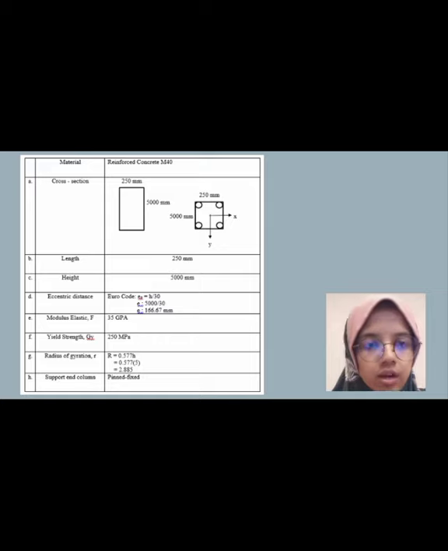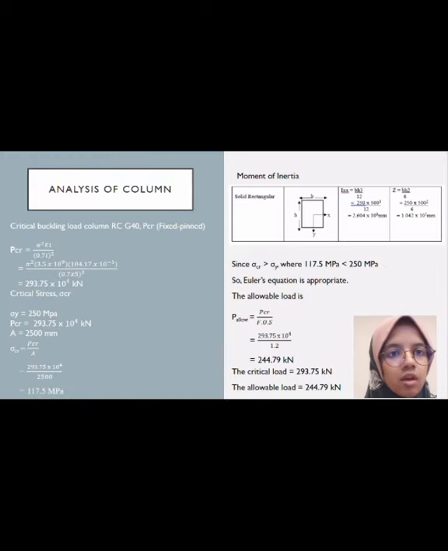The radius of gyration is 2.885. The support and column is pin fixed. For critical load, we got 293.75 times 10 to the power of 4 kilonewton. The critical stress that we got is 170.5 MPa. The moment of inertia for Ixx that we got is 2.604 times 10 to the power of 6 mm. For Z, it is 1.042 times 10 to the power of 7 mm.